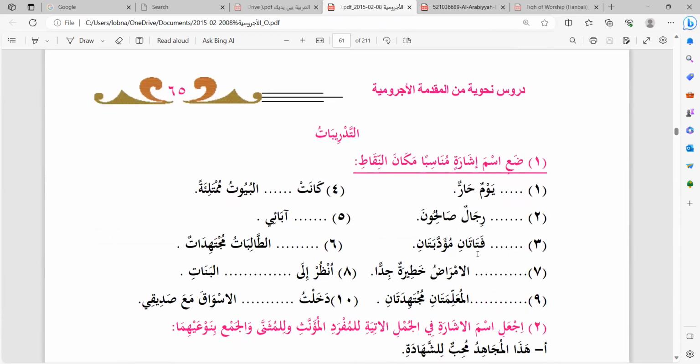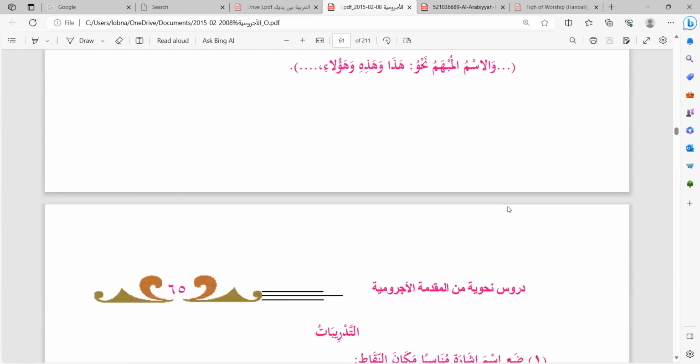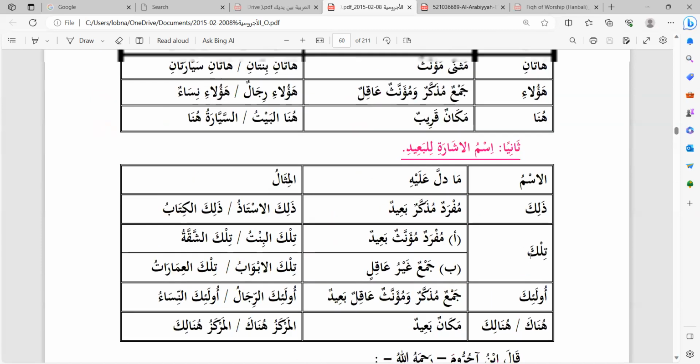Okay. فتاتان. Fata is like a feminine but younger girl. It's like the younger girl. مؤدبتان is like saying they're well mannered. So they're showing you dual and they're showing you feminine form. So would you say هذه? Would you say هاتان? Would you say هؤلاء? Remember, it's a dual form. What would you use? هاتاني. Exactly. Anybody else? Is it هاتاني?